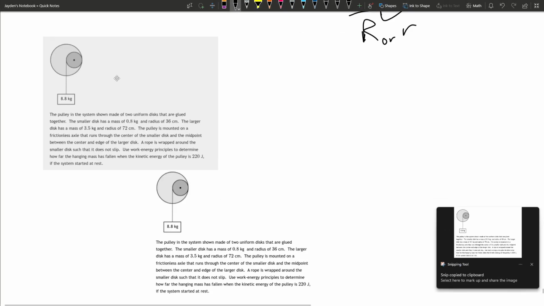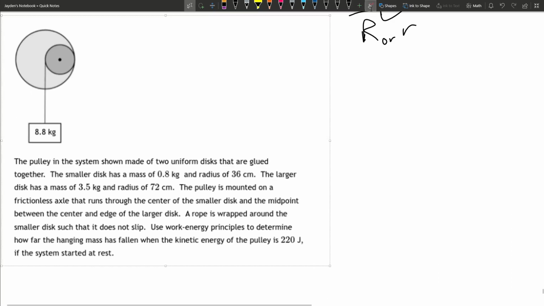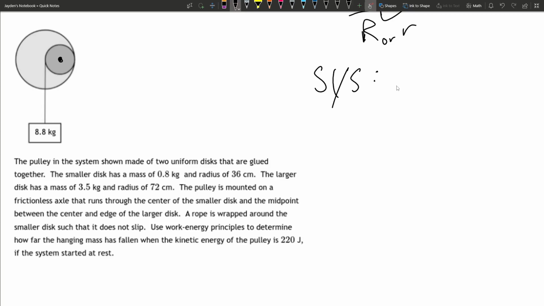So what's going on in this system? This mass is falling, and this system is rotating about this axis. So let's set our system. Our system is going to be the mass, the Earth, and the disks.